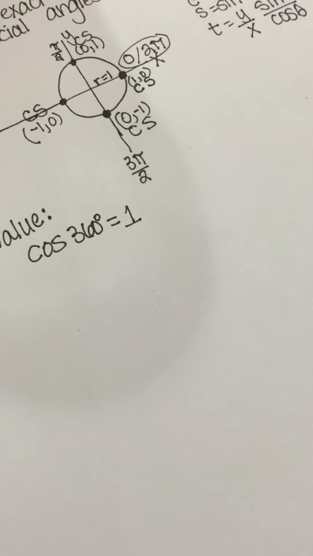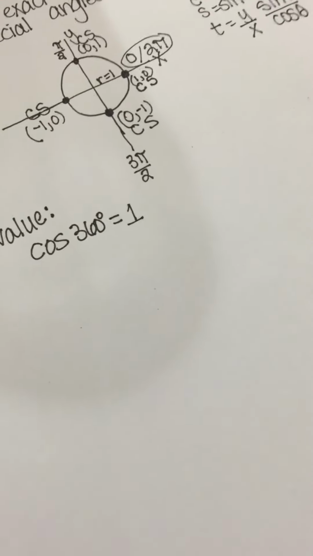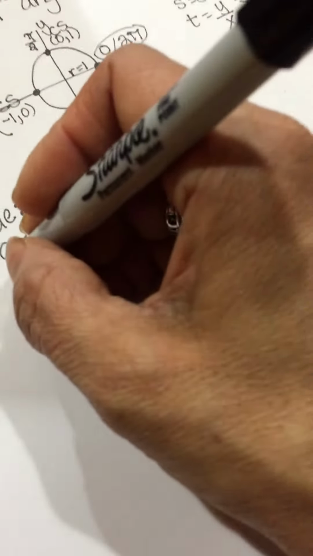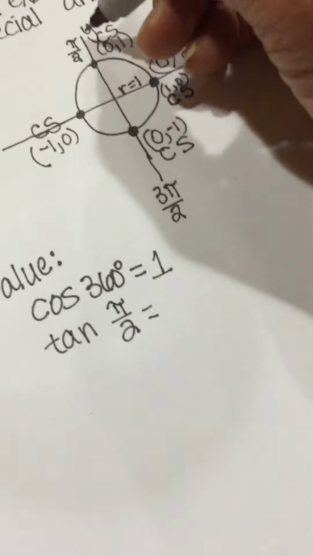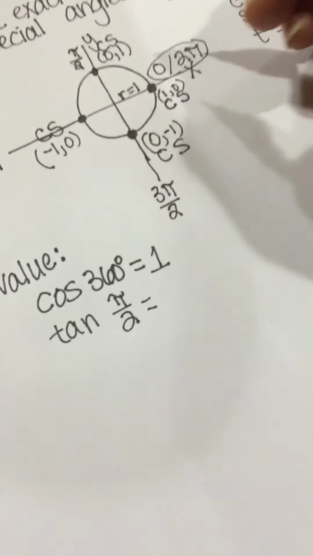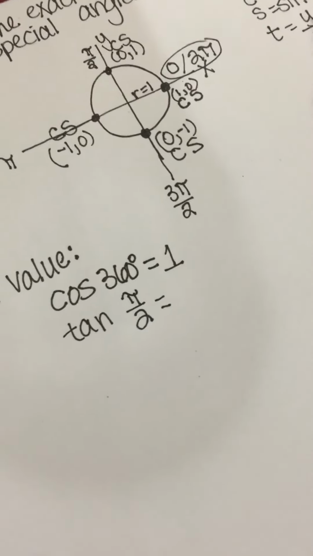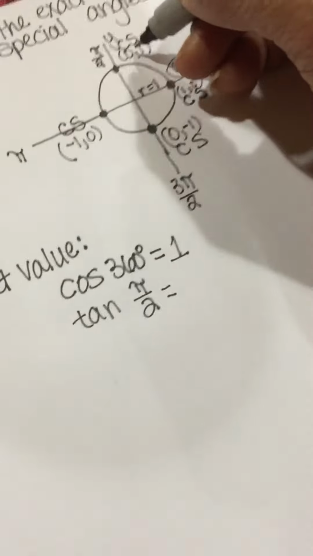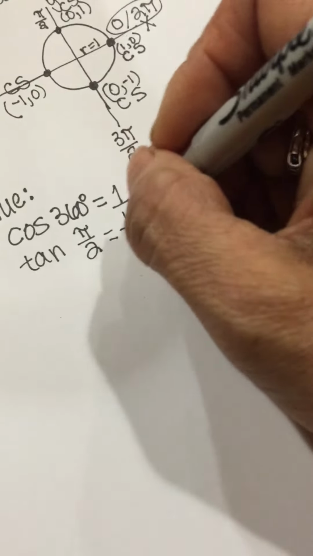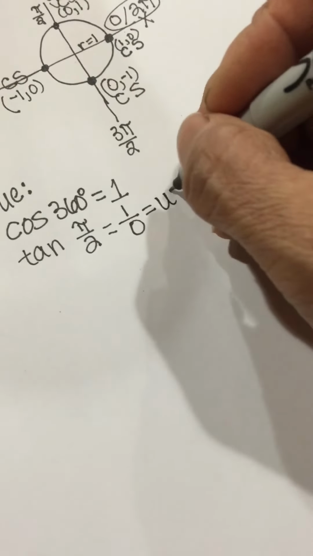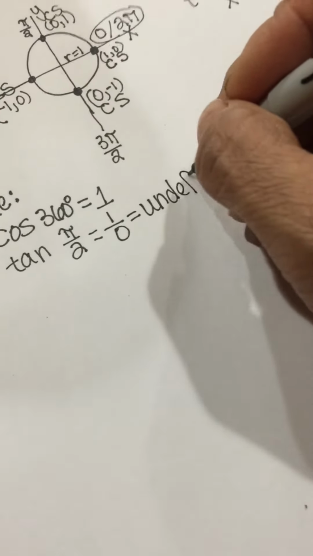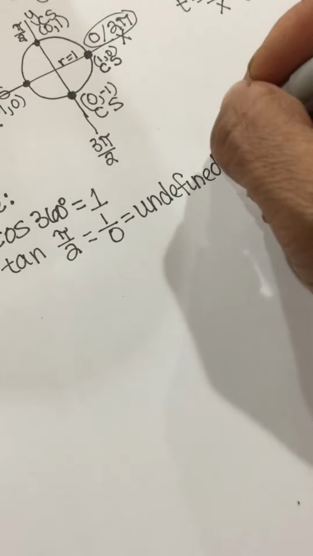So let's look at another one of these. Let's look at the tangent of pi over 2. So we come to our circle up here. Tangent of pi over 2 is up here. We've got to remember that tangent is y over x, which here would be 1 over 0. So I come over here and I put 1 over 0. You can't divide by 0, so the tangent of pi over 2 is undefined at this point. So that's where we get these from.